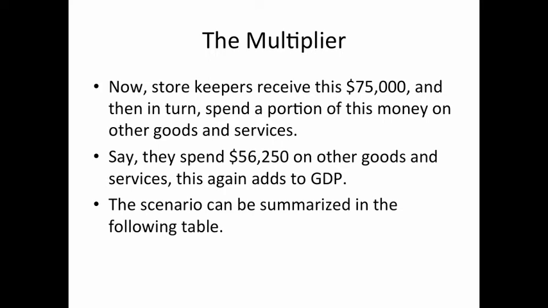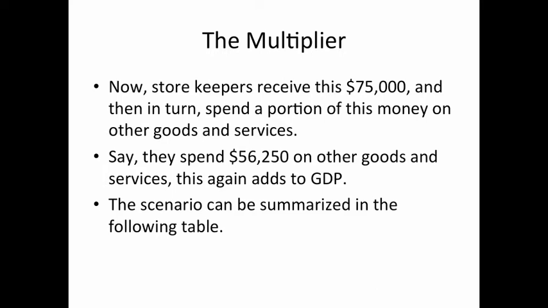So again, the story hasn't ended yet. That $75,000 increase in GDP creates a $75,000 increase in income. That is, the firms that receive that money, it increases their output, but again also increases their income. And so now income levels have gone up by an additional $75,000. And in turn, those recipients of that increase in income will then turn around and spend 75% of that $75,000, which is $56,250. And they spend that on other goods and services, which again increases GDP.